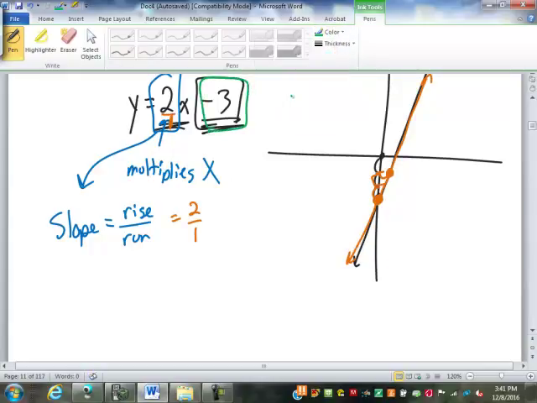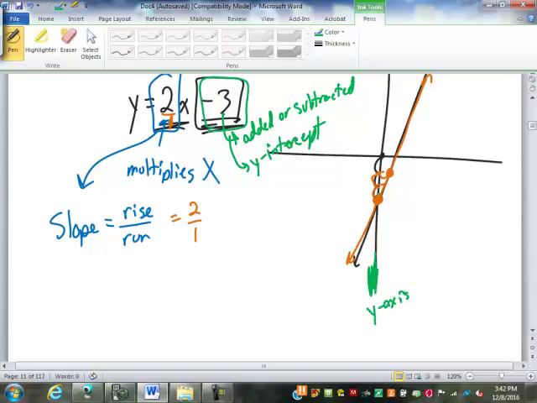This number here that was added or subtracted is the starting point, and it is called the y-intercept, which is just a fancy word for where it crosses the y-axis. Remember, this number line that goes up and down is the y-axis. That equation intercepts the y-axis at -3.